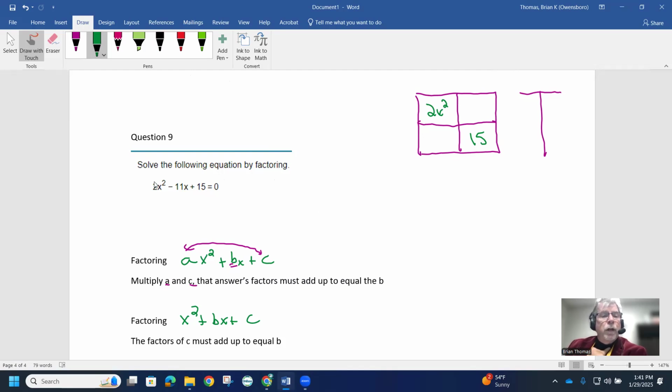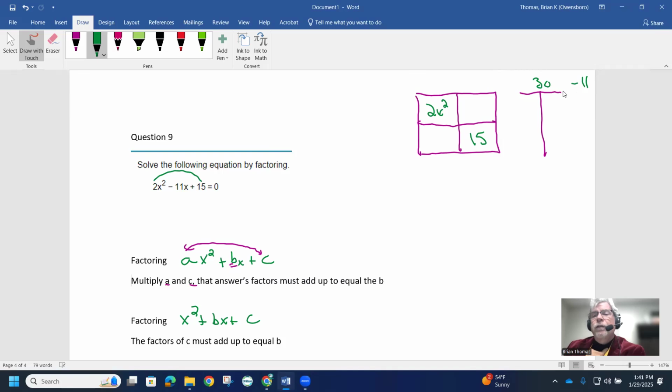So what we do is we now can go ahead and do this strategy, a times c. So 2 times the 15 is going to give me this 30. So the 30 goes here. So the factors of 30, that's where this is coming in. The factors of 30 must add up to equal b. So the b is this negative 11.